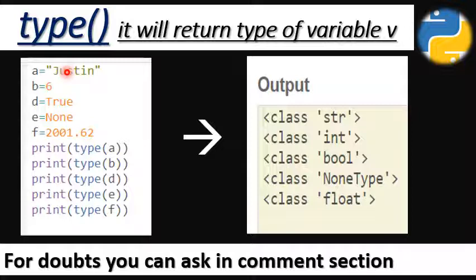So see what happens. I use the print function, which means I am going to print something, right? Inside that print function, I used the type function, and inside its parentheses I used the variable name a. So it will print the type of value assigned to my variable a. See, your first output is class str. This indicates that the value of your variable is of string type.